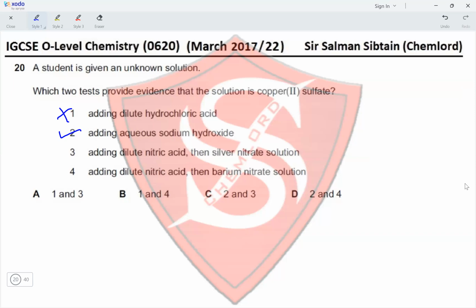So 2 is correct. 3, adding dilute nitric acid, then silver nitrate solution. This will have no effect because there are no halide ions present in the solution. So this will prove nothing, except that halides are absent. 4, adding dilute nitric acid and barium nitrate solution. This will result in the formation of a white precipitate of barium sulfate, which will confirm the presence of sulfate. So test 2 confirms the presence of Cu²⁺ ions, and test 4 confirms the presence of SO₄²⁻ ions. Together they confirm the presence of copper(II) sulfate, making option D the correct option for this question.